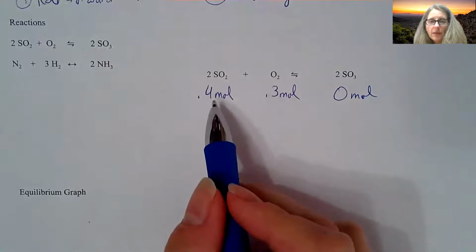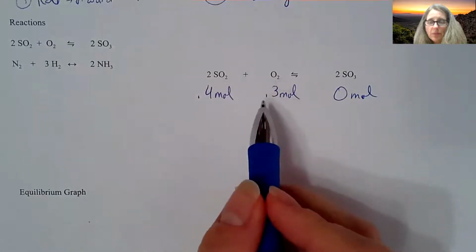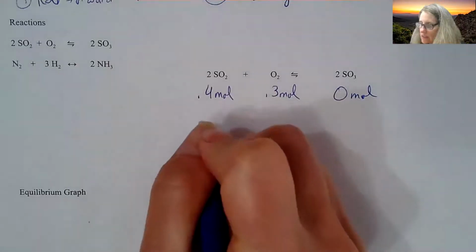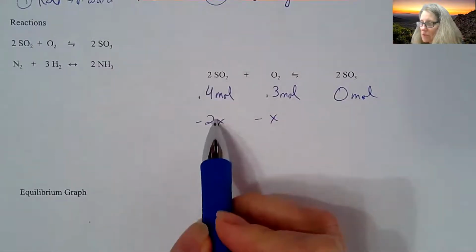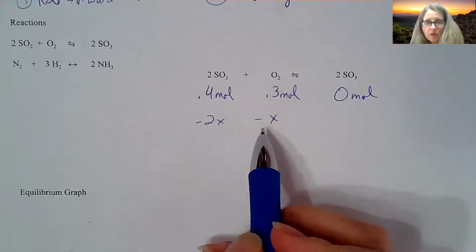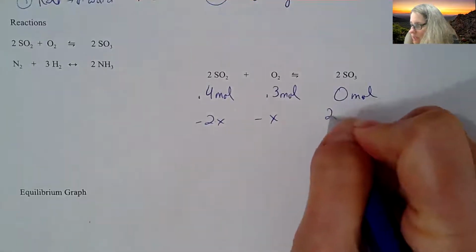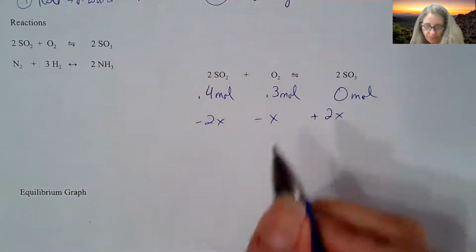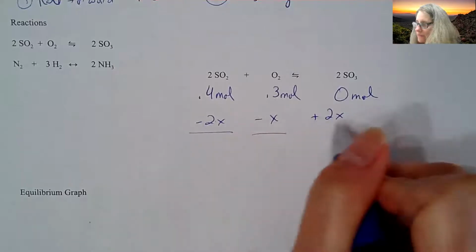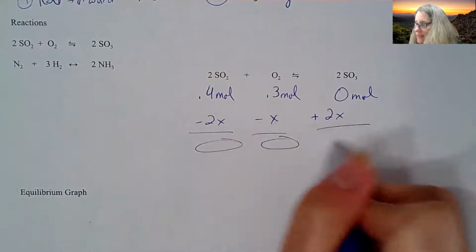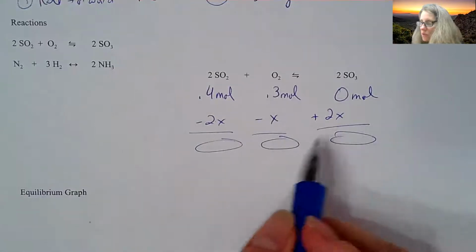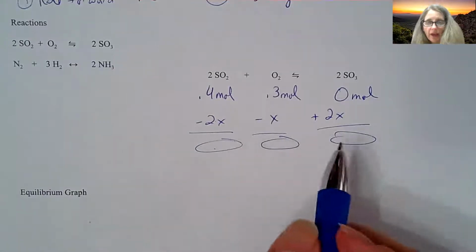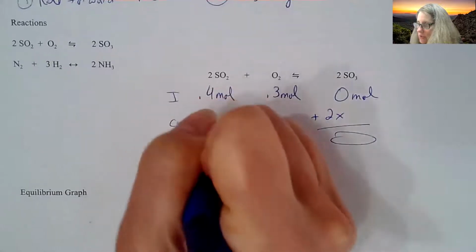So SO2 and O2, we break the bonds and form SO3. So this side is going down by its stoichiometry. This goes down by 2x, this goes down by x, and this goes up by 2x. So what we're going to focus on is then, at equilibrium, what are the concentrations or the number of moles at that point? I probably showed this to you before.